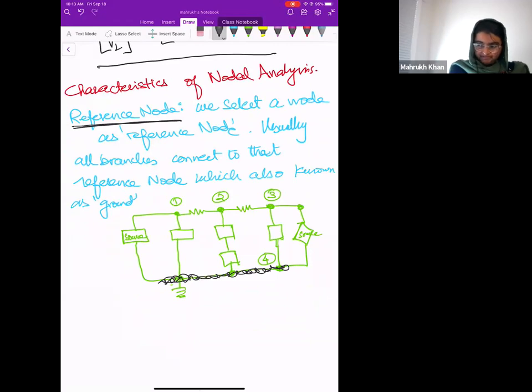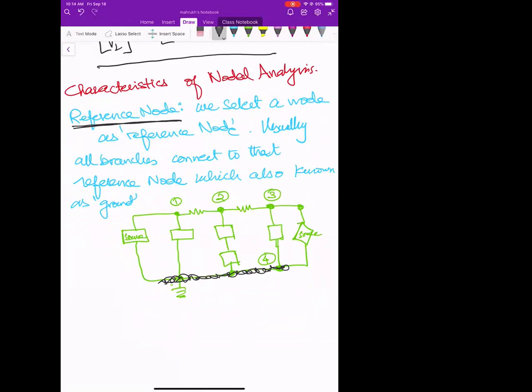So reference node. Okay. I'm sorry, I got one more question. Why wouldn't we choose the node that ground is attached to, like on the bottom left of the circuit? So instead of choosing 4, maybe choosing that number 6.